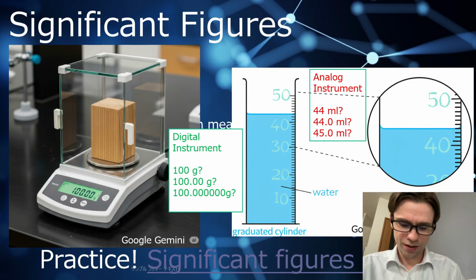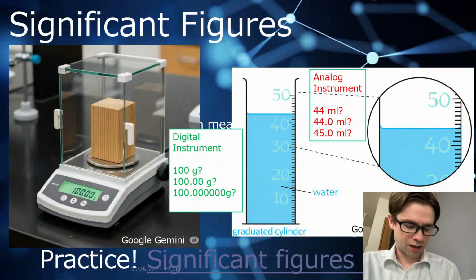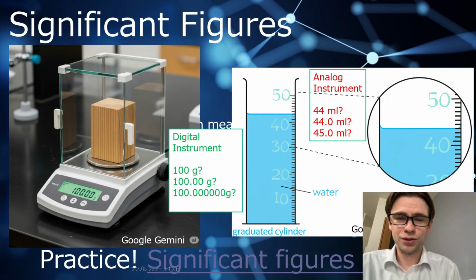So I've got some images here. I do use AI like Google Gemini to generate some of these. So I try to make that clear whenever I do that. I'm not totally against AI. I think it can be a helpful teaching tool, but don't rely on it too much if you don't have to.